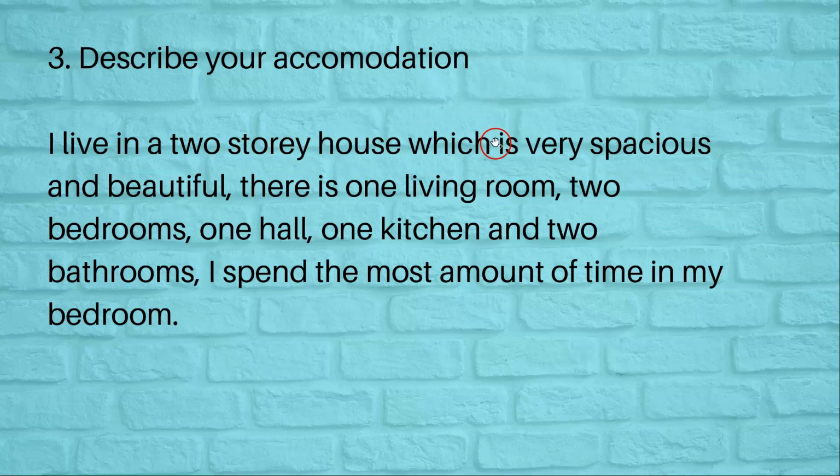And then again, you can personalize it like we did in the first question. You can say that it is beautiful and it is spacious. Then you can list out the number of rooms that your house has: 1 living room, 2 bedrooms, 1 hall, 1 kitchen, and 2 bathrooms. And the last thing that you can say is the room which is your favorite or you spend the most time in. I spend the most amount of time in my bedroom.